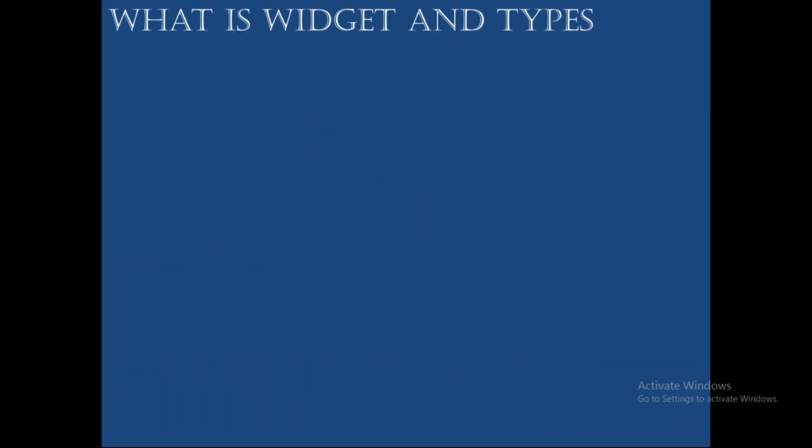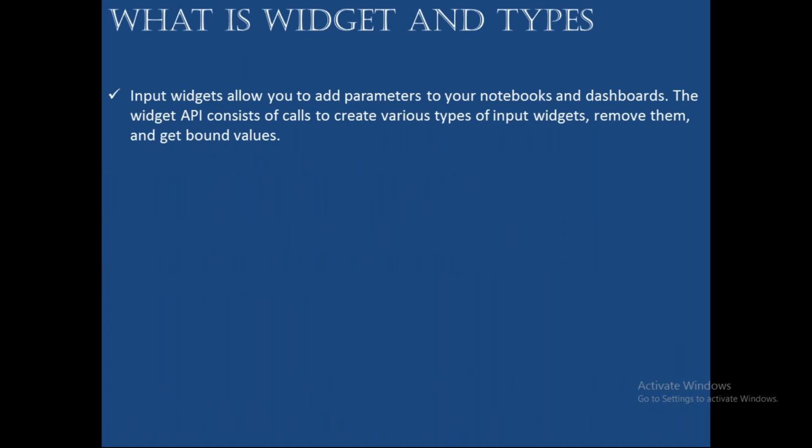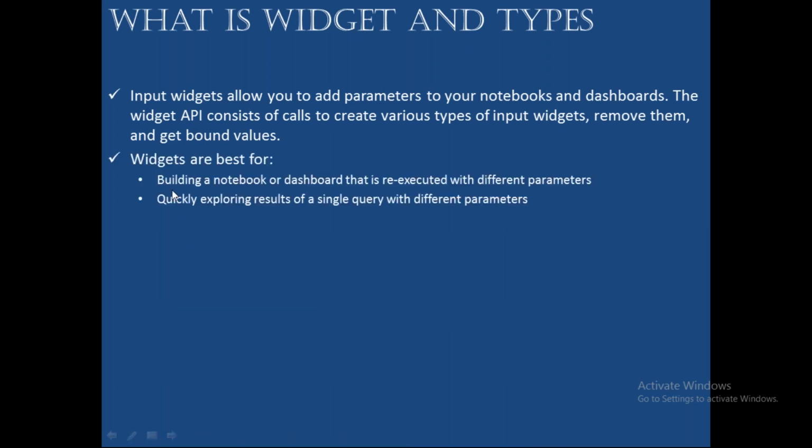Let's see now what a widget is and its types. So widget is the API. Input widgets allow you to add parameters to your notebooks and dashboards. The widget API consists of calls to create various types of input widgets. Once you don't want these widgets, you can remove them. And once you assign some values to these widgets, you can get those bound values. So in which cases are you going to use these widgets? There are mainly two cases. Build a notebook or dashboard that is re-executed with different parameters.